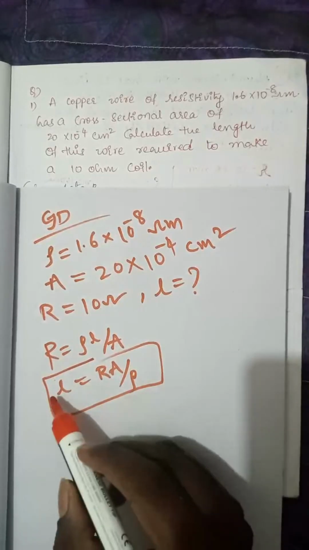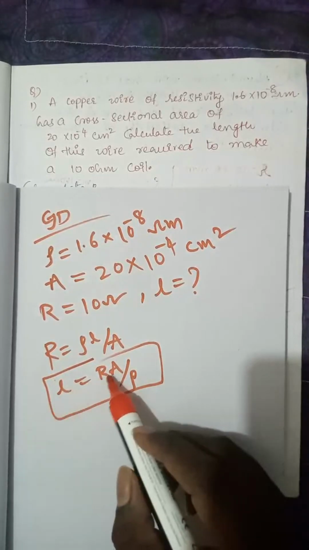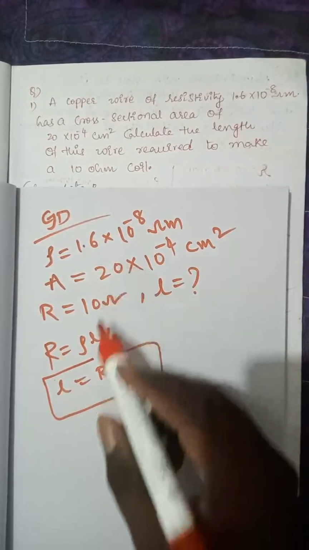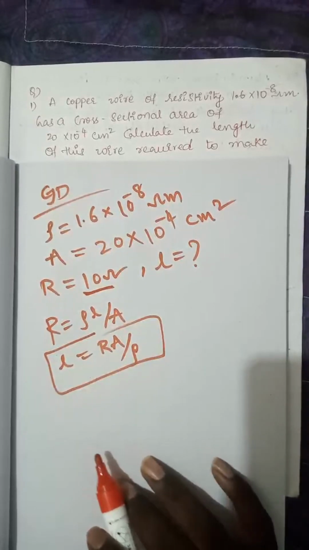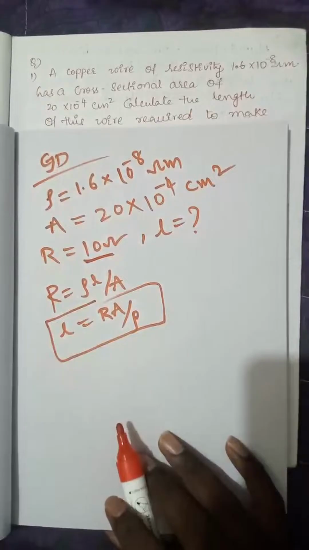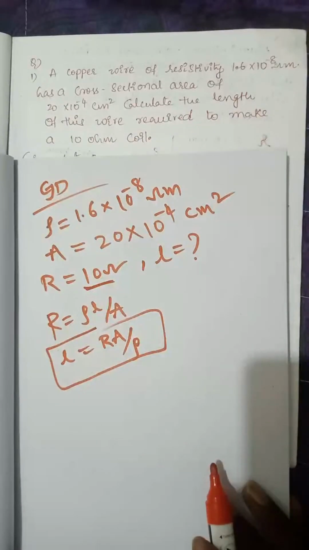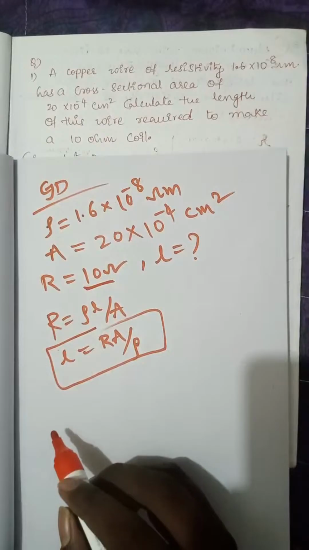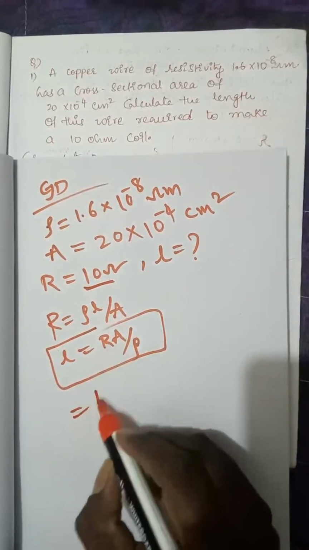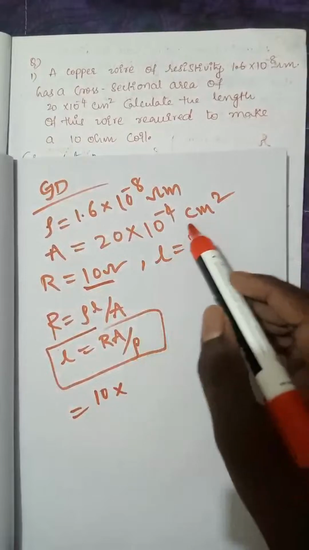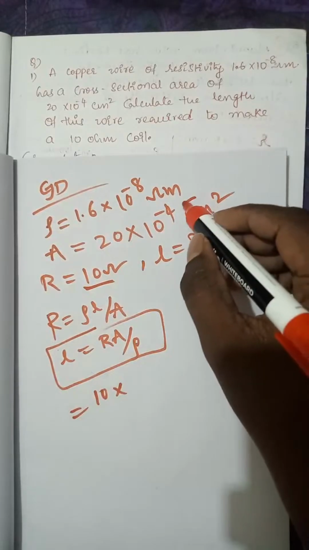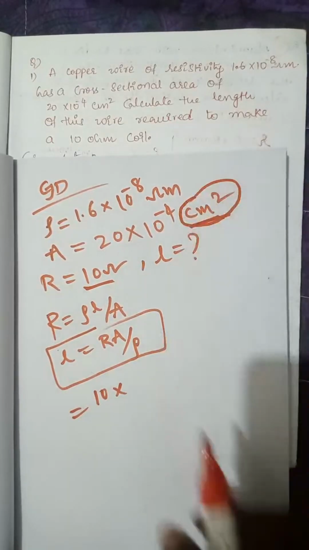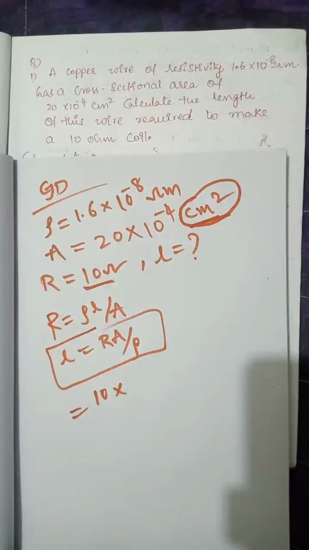We are learning, right? So here we can see length equal to RA by rho. So R equal to how much? 10. So R equal to 10. You have to substitute. Now here, R equal to 10 into the area of the cross section, which they gave in centimeter square. We have to convert into meter square. You have to check whether all the values are in SI unit or not, in one system or not. We have to check.